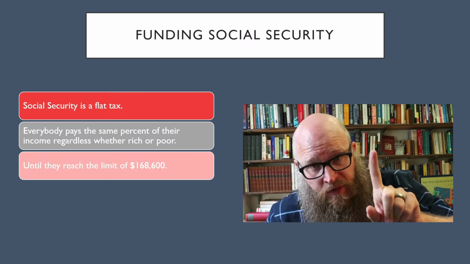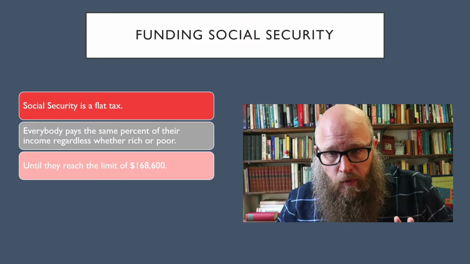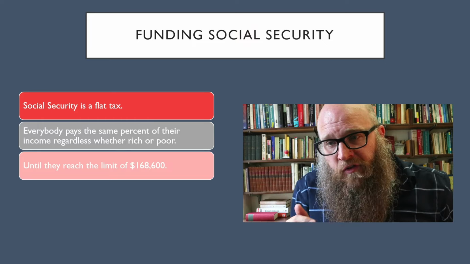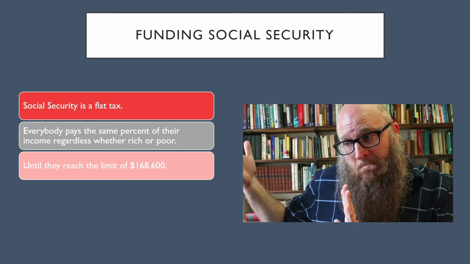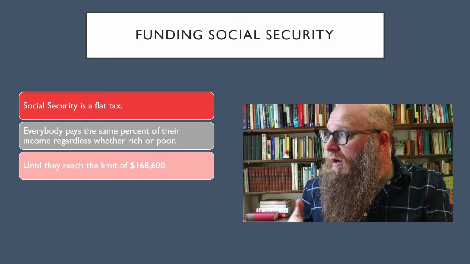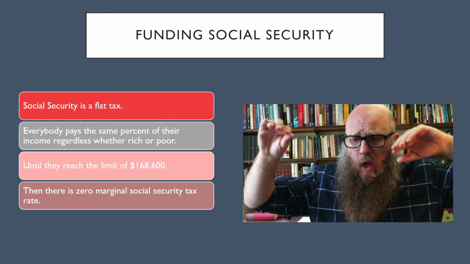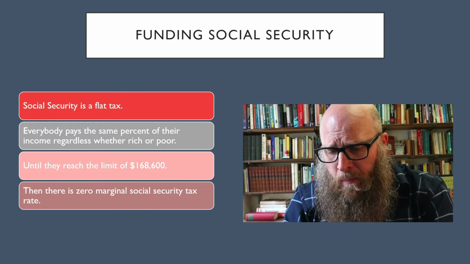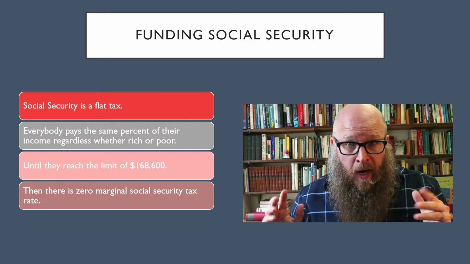Until, and this is also underappreciated, and probably there's some room for reform here, you pay Social Security tax only for your first $168,000. After that, you pay zero marginal Social Security tax. Doesn't mean you pay zero. You are going to pay Social Security tax, but you're only going to pay it for your first $168,000. And of course, if you're married, it's double that.